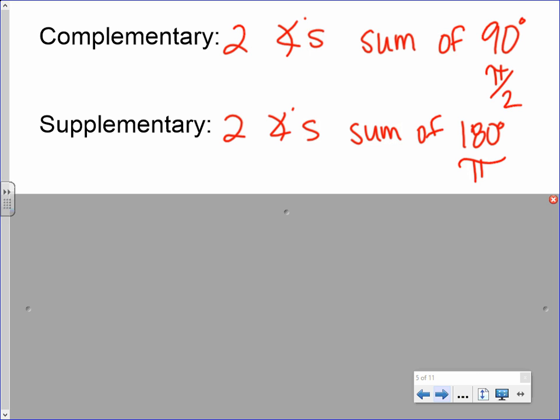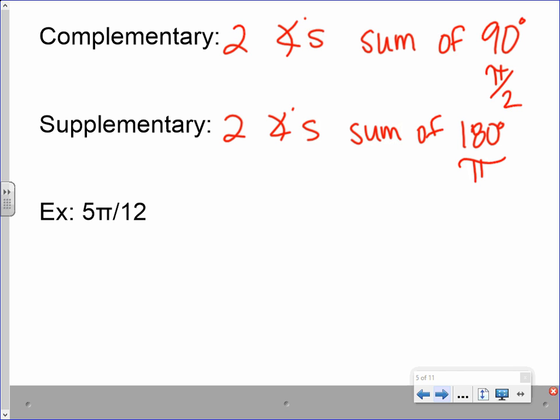Now, how many of us feel pretty comfortable finding complements and supplements of degree measures? Like if I said 30 degrees, could you give me the complement and supplement fairly quickly? If I gave you 12 degrees, could you give it to me pretty quickly? So is it okay if you just find a complement in degrees and convert it to radians? You can do as much work as you want to. I am just going to tell you that there could be some inefficiency to doing that.